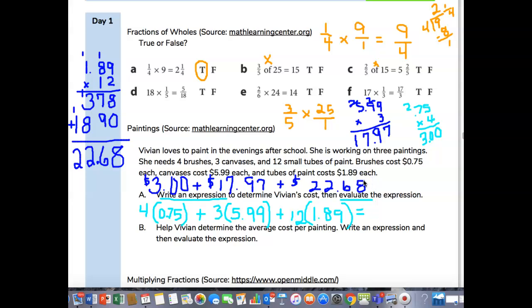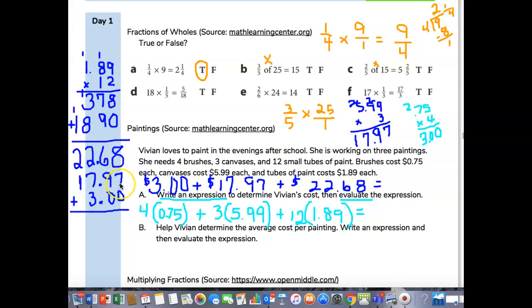All right. Now, what we have to do is find out how much all that costs. So let's go here, $22.68 we've got. Then we're going to put $17.97 under that. Now, look, when we're adding, we line up the decimal points. And then we're going to put $3. See, we're adding decimals now, so we line up the decimal points. And we're going to add.